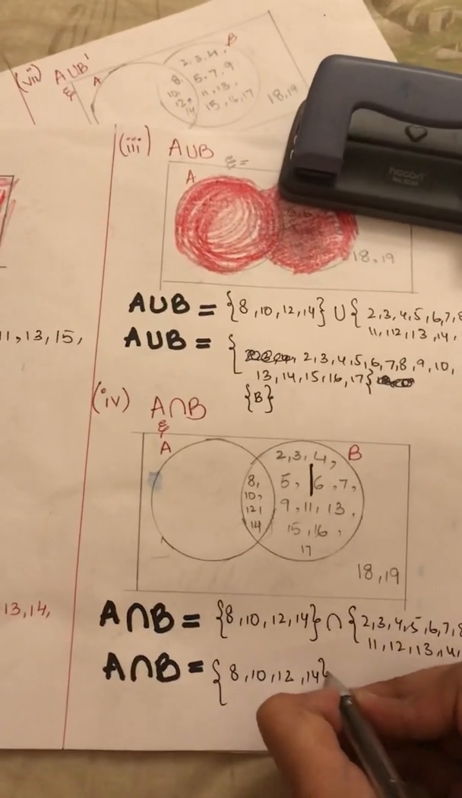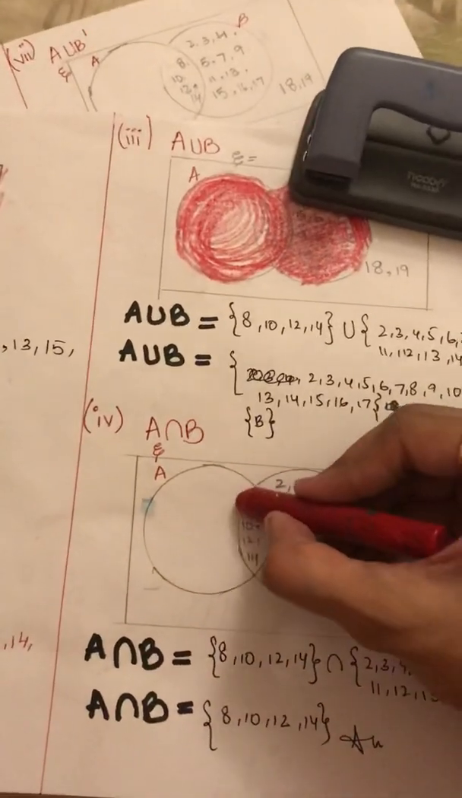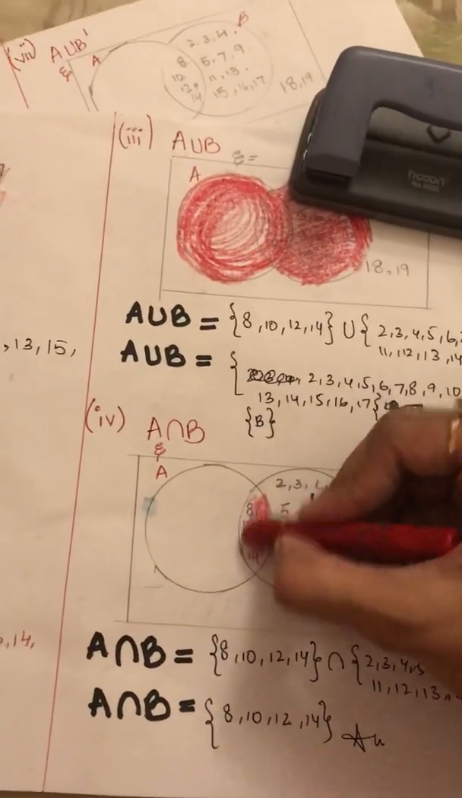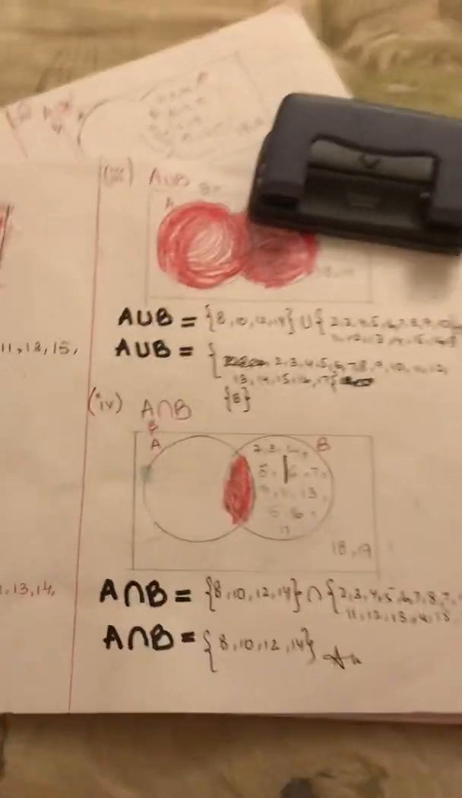and 14. That's your answer. And how are we going to shade this? We are going to shade this part. Good. That's the shading. So we are doing shading simultaneously.